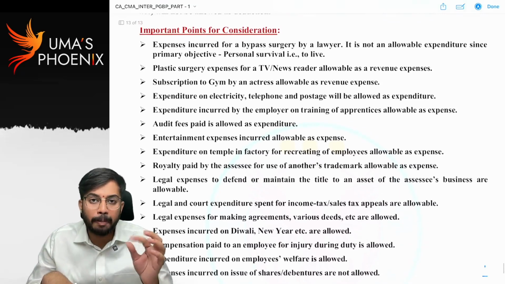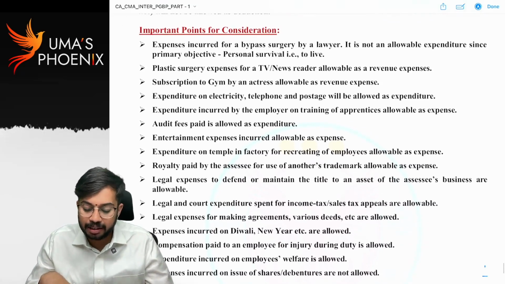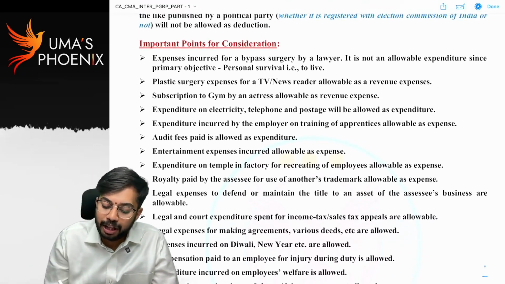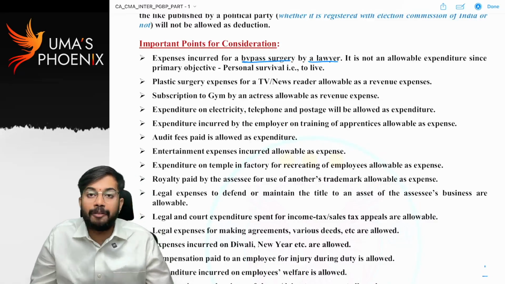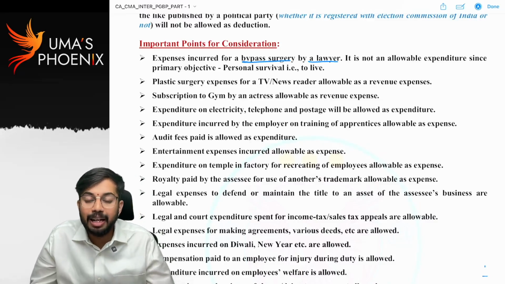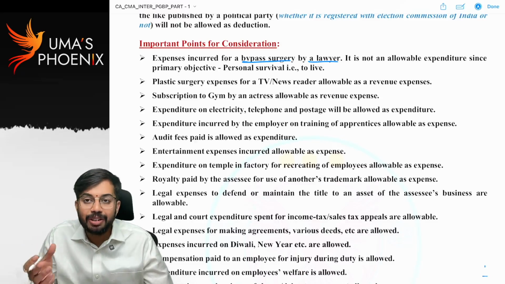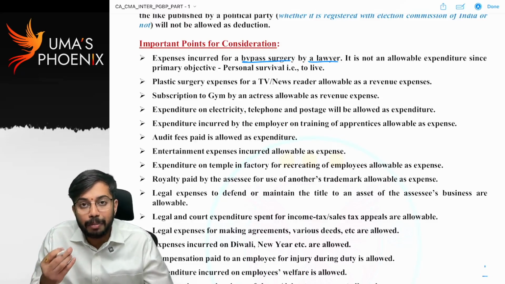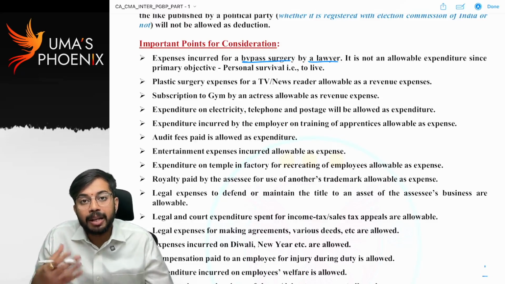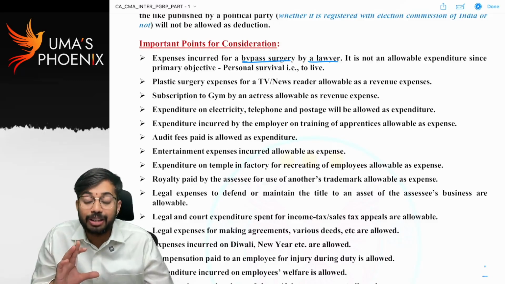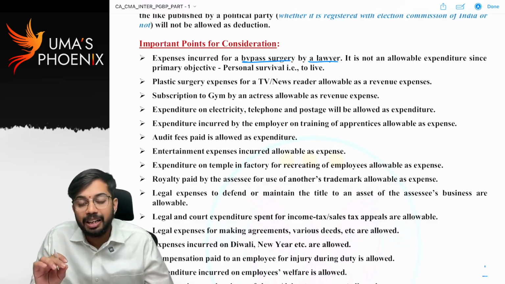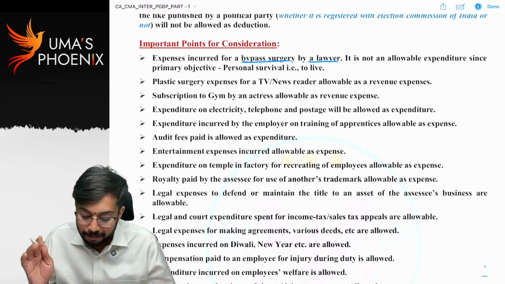There are some important points with regard to section 37. Let us see. For bypass surgery of a professional, if any expenditure is spent, that expenditure is not considered as business expenditure because first he has to live, then only he can do the business. Without surgery he cannot live. So whatever amount is spent on bypass surgery of a professional is not considered as business expenditure and it is a personal expenditure.